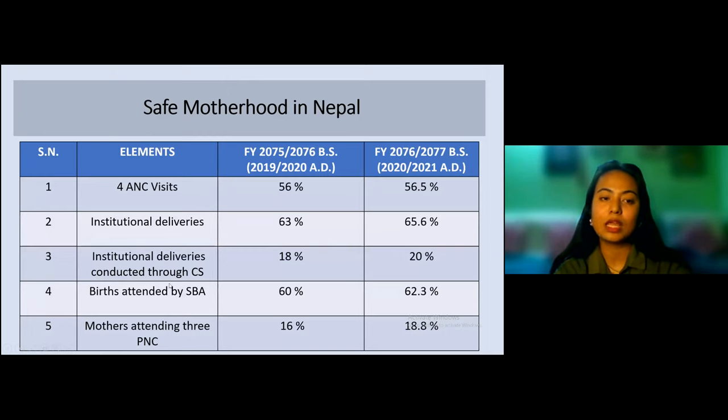Over here you can see the elements of safe motherhood, and there is the data of two fiscal years back to back. From this data, we can see that there has been a little bit of improvement compared to previous years. And it is nice to have a little bit of difference rather than no improvement at all. So it is really nice that people have increased institutional deliveries, and even the PNC visits and ANC visits have increased in certain numbers.